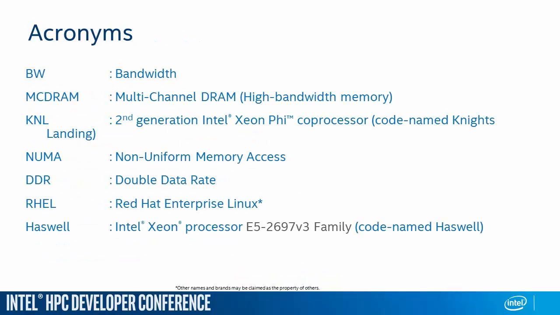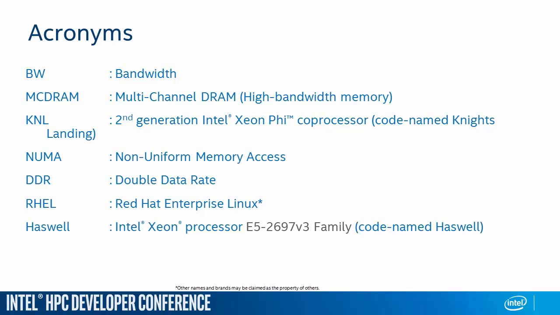Okay, so in this talk, there's a bunch of acronyms. We like acronyms at Intel, and I'm just laying those out here. When we talk about bandwidth, often we abbreviate that BW, even though it's one word. MCD RAM is multi-channel DRAM, which is the new high bandwidth memory on package for KNL. I'll be referring to that quite a bit. KNL is our second generation Xeon Phi coprocessor and processor that is going to be released in Q1, I believe.